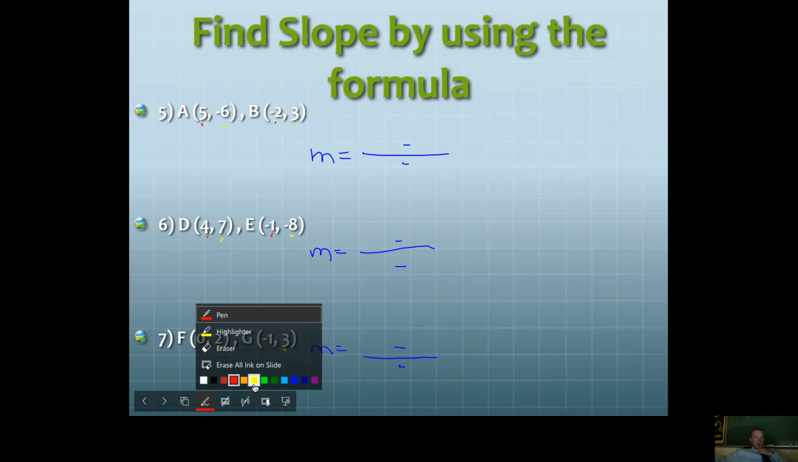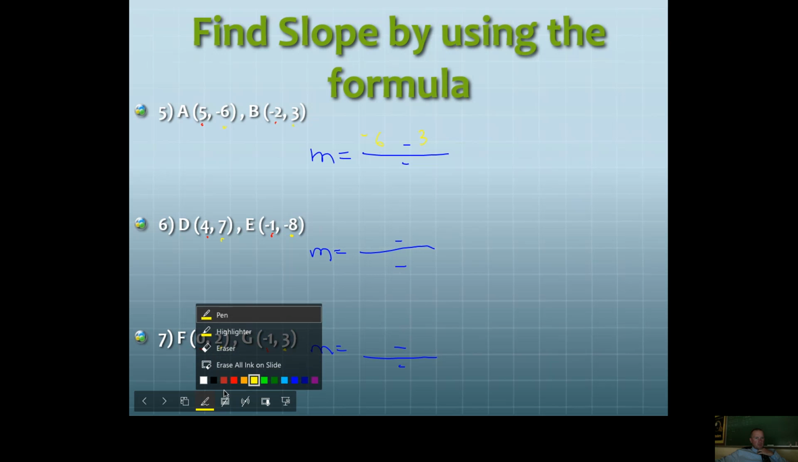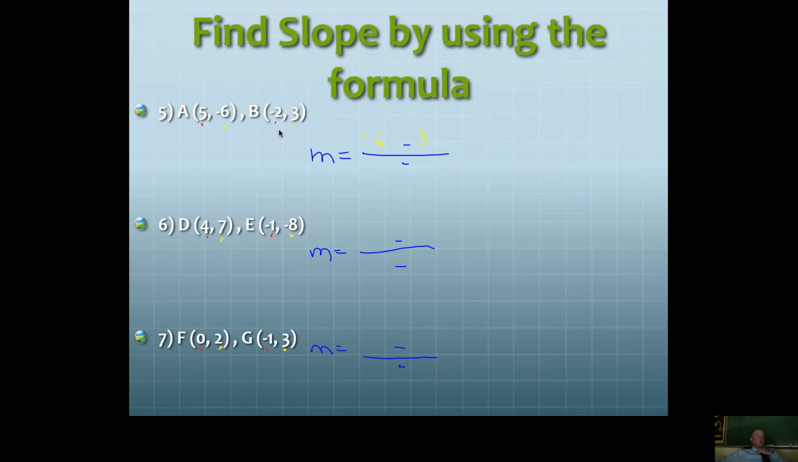I'll use yellow. I'll do the y values first. So these are your y values. And you want to subtract them. So I'm going to put in -6. The minus is already there. +3. I'm going to subtract my x values in that same order. Now, if I switch these around, I would have to switch these around, and vice versa.